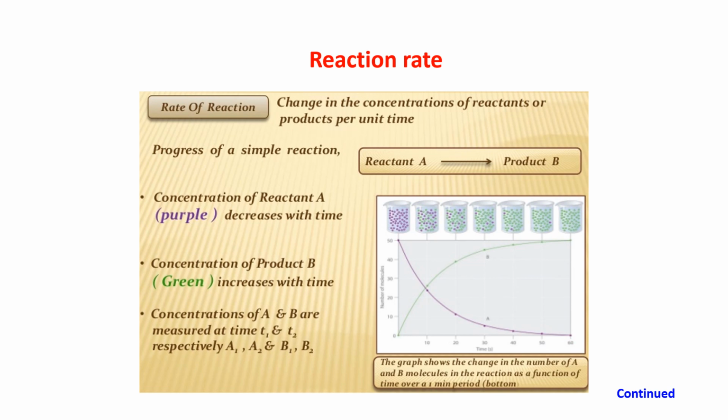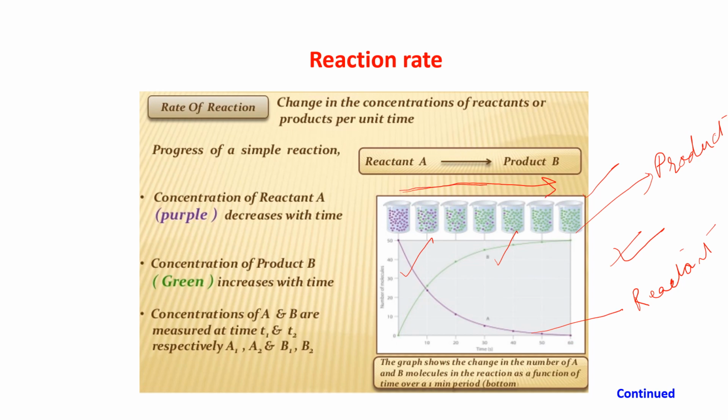Now see, there is a graph. It is showing two colors. One is purple, and this one is green. Purple color is given for the reactant. This is the reactant. And the green one is for the product. And the reaction is proceeding in this way. Just see, this is proceeding in this way.